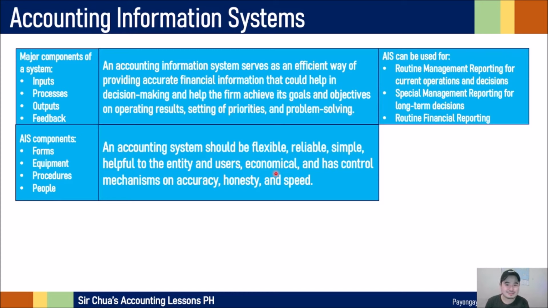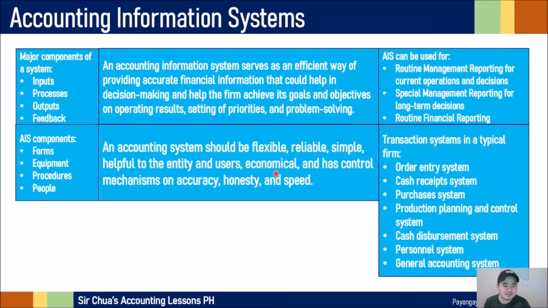Now, the transactions in a typical firm that are applied in AIS include, number one, the order entry system. When we say order entry system, that's where we accommodate all customer orders. And that's also where we send billing statements to them. Then the cash receipt system, basically from the word itself. This is where our collection happens, our recording of our cash receipts.